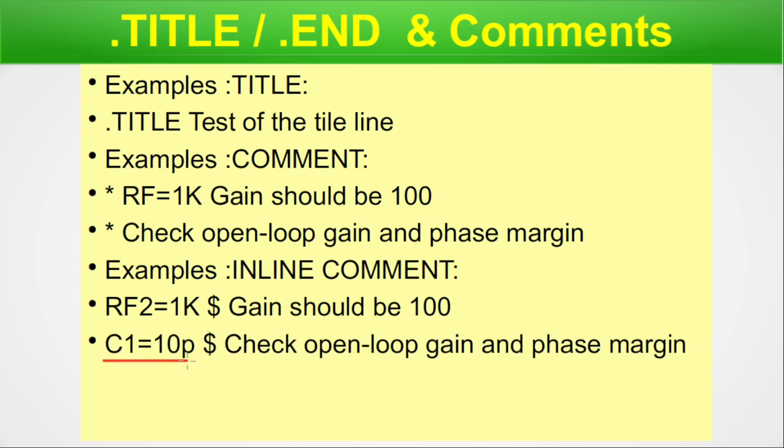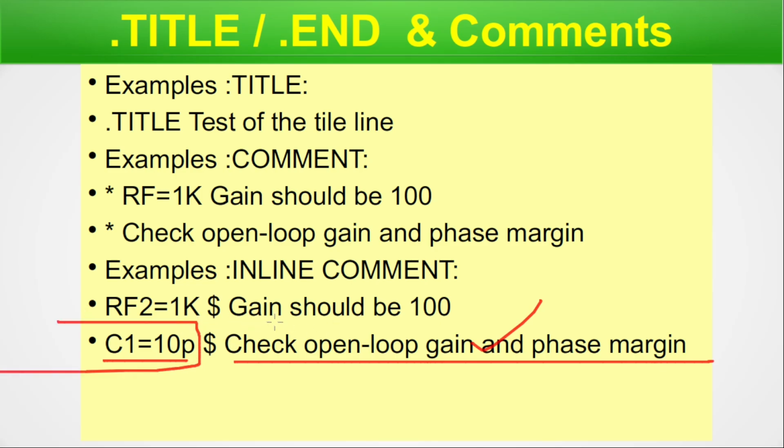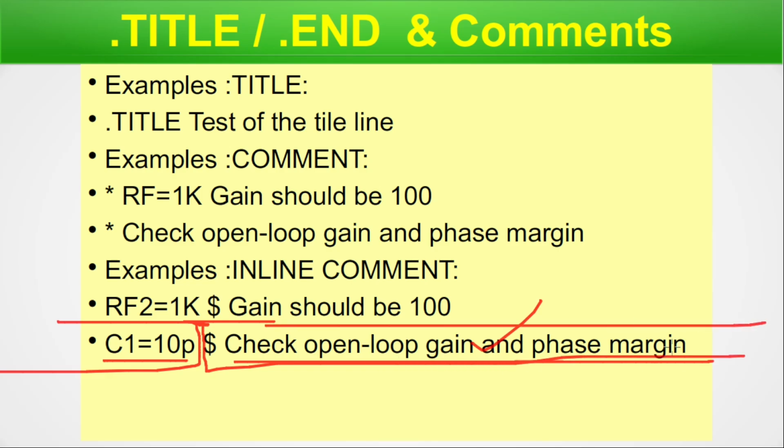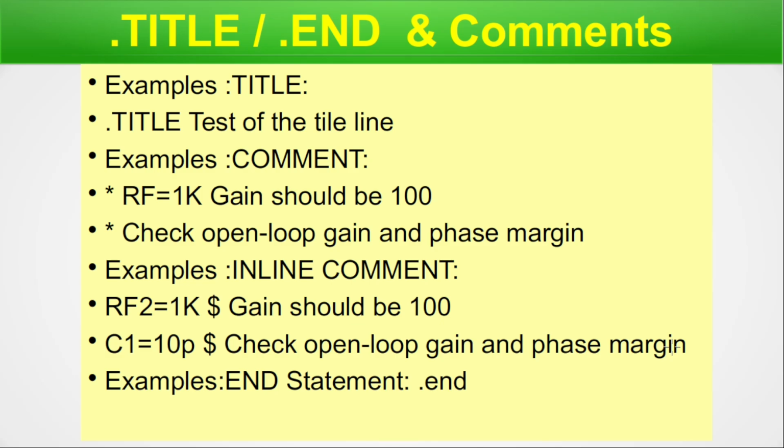Here you can see C1 is 10p, check the open loop gain and phase margin. So this is a comment or instruction for the designer. And here this part will be processed by the SPICE simulator, and this part will be excluded by the SPICE simulator. Example of the .end statement is simple, just .end. There is nothing more. After .end there is nothing, so it is ending. We don't have anything after .end.